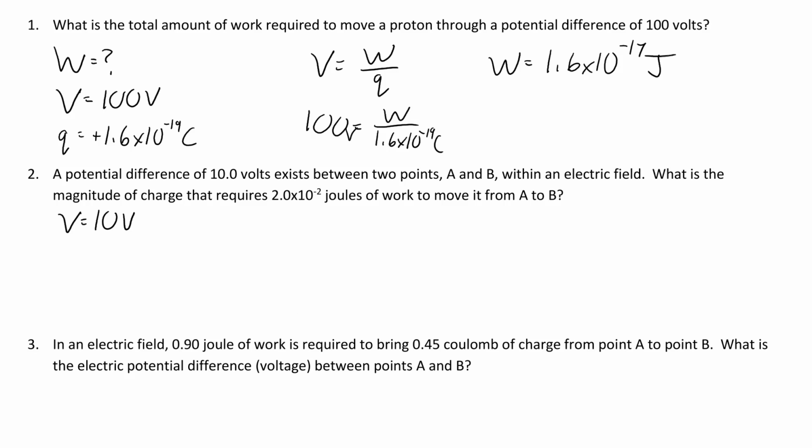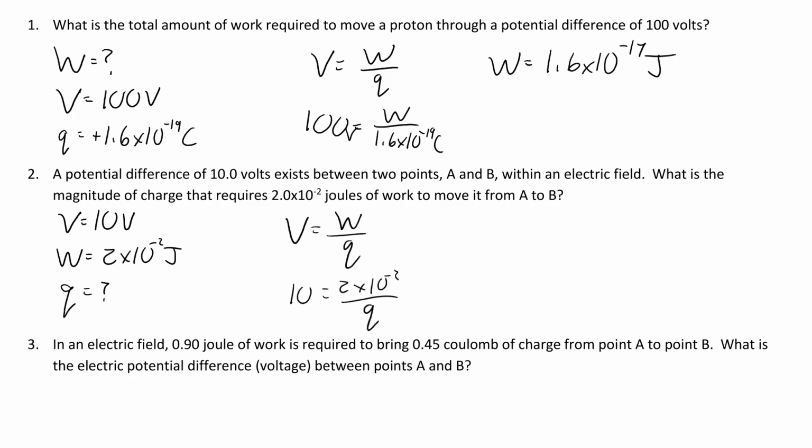All right, so it says, what is the magnitude of charge that requires 2 times 10 to the negative 2 joules of work? So the work that you're doing is 2 times 10 to the negative 2 joules. If you needed to do that much work in order to move it through a potential difference of 10 volts, how much charge were you actually moving? Was it a lot of charge or not that much charge that required this much work? So the V is equal to the W over the Q. 10 is equal to 2 times 10 to the negative 2 over Q. And be careful here. When you cross multiply it, you get 2 times 10 to the negative 2 is equal to 10Q. And then you divide like this.